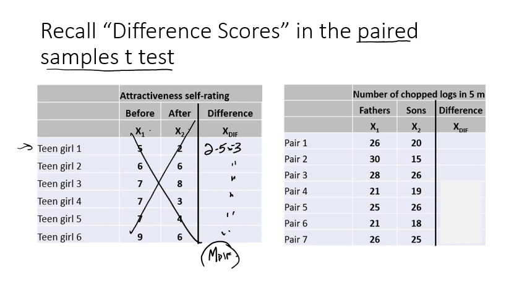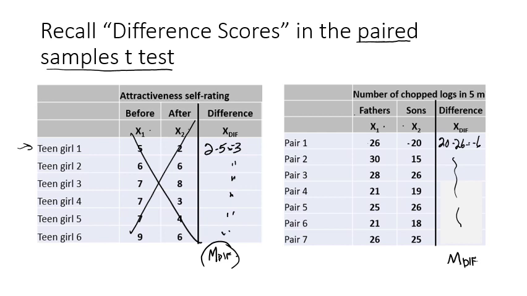Likewise, in another example, we have pairs of individuals, and the pairs are related. Each father is related to his own son. We have x1 and x2, but we have these pairs. So pair 1 has 2 scores, pair 2 has 2 scores. We calculated the difference again, 20 minus 26, and we did that for each one of these. We calculated the mean of these scores, the mean difference score, and we use that to compare to the general population. So this is what you would see for the setup for a paired samples t-test.